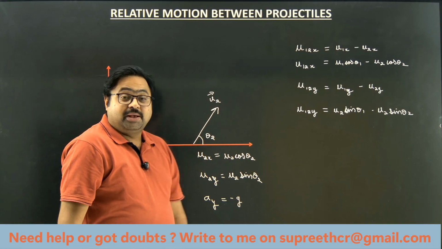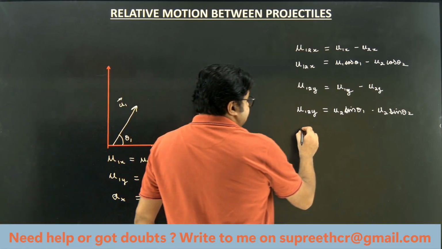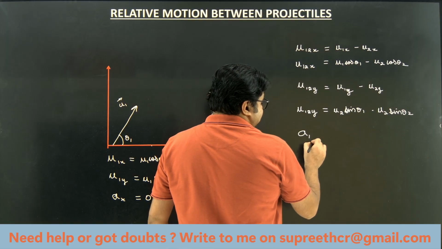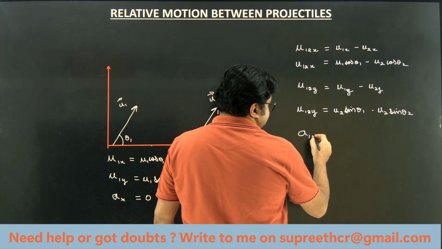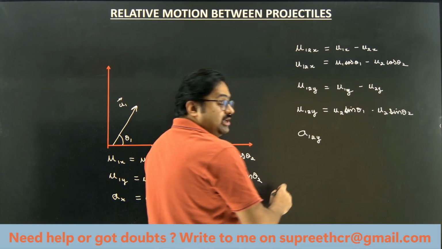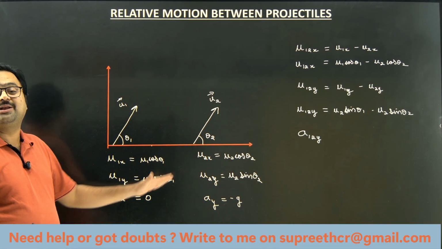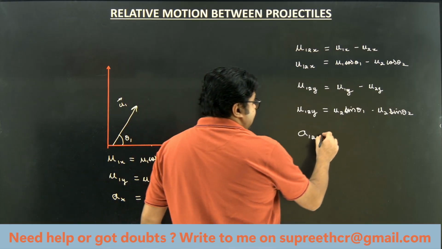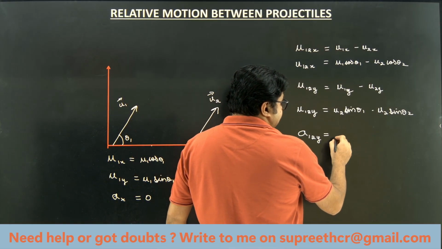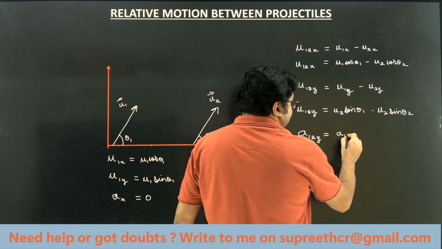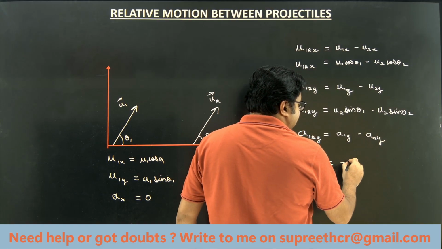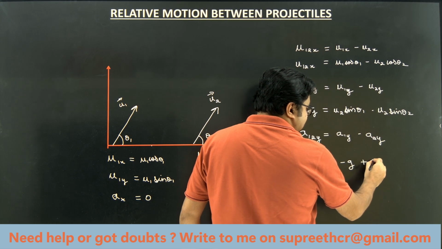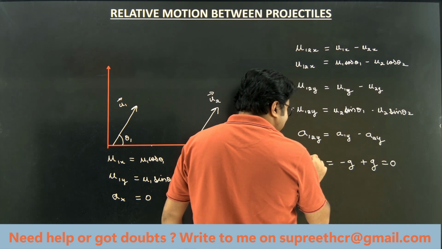This is the initial velocity of the first projectile as seen by the second projectile along the y direction. But what is more interesting is the acceleration of the first projectile with respect to the second projectile. Of course, it's all along the y-axis, because there are no accelerations along the x direction. Along y, it's going to be acceleration of 1 along y minus acceleration of 2 along y. Both of them are minus g. Minus of minus will become plus, and the acceleration will be 0.